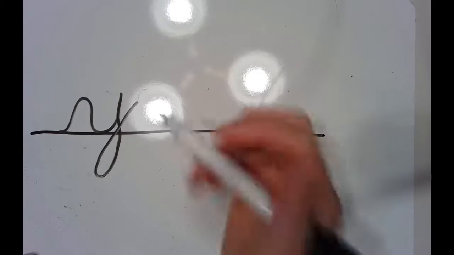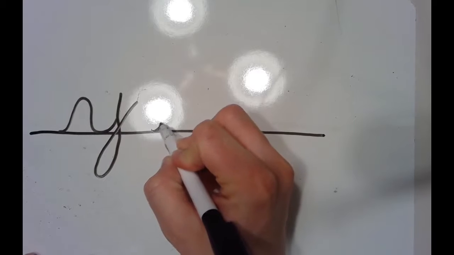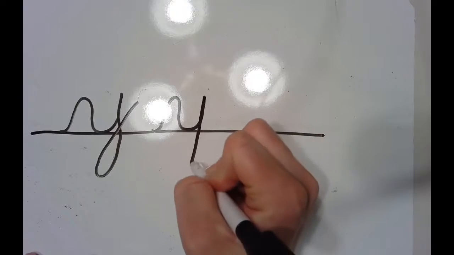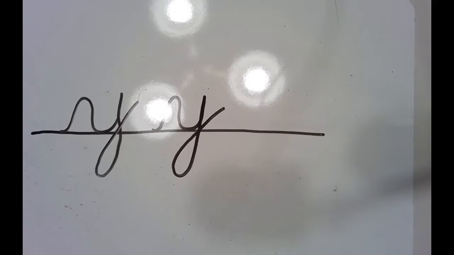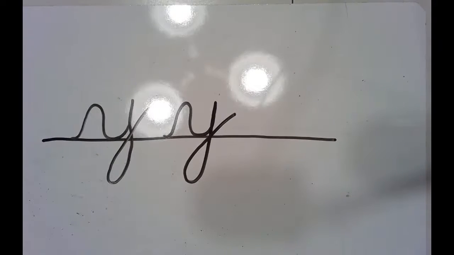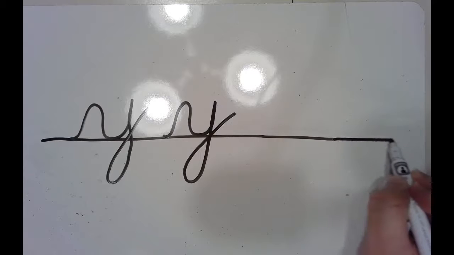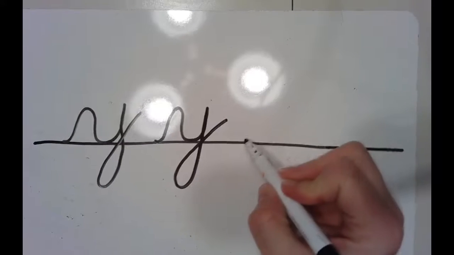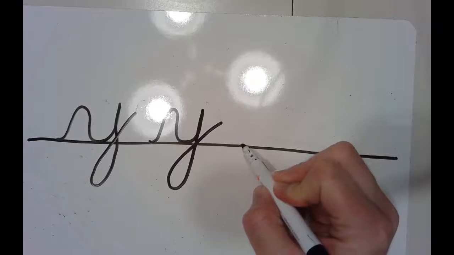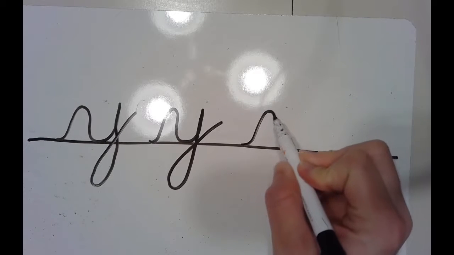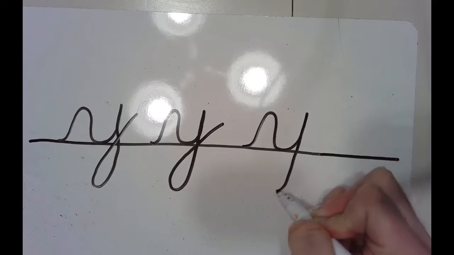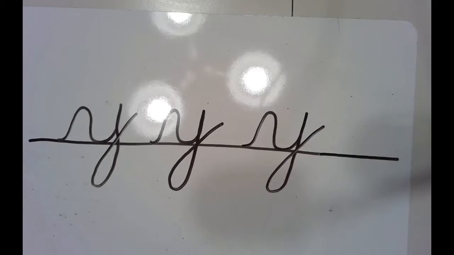Let's do another one. Starting here, coming up and down, back up again, and down, and I'm going to loop around, just like that. Alright, so why don't you try with me? Go ahead and draw a line on your board, and let's do it together. Starting at the bottom line, sliding up and back down, sliding up, down past the line, and make a loop, and connect it eventually to another letter.